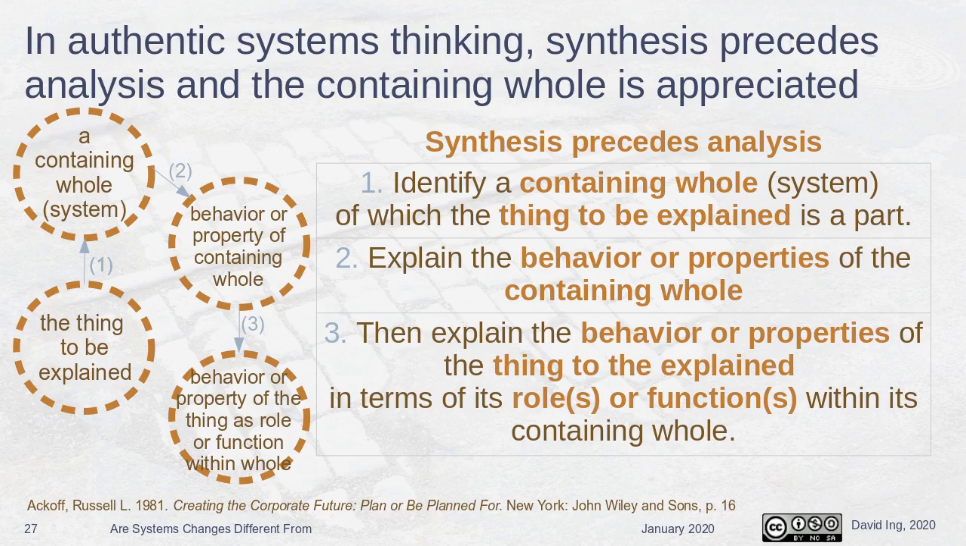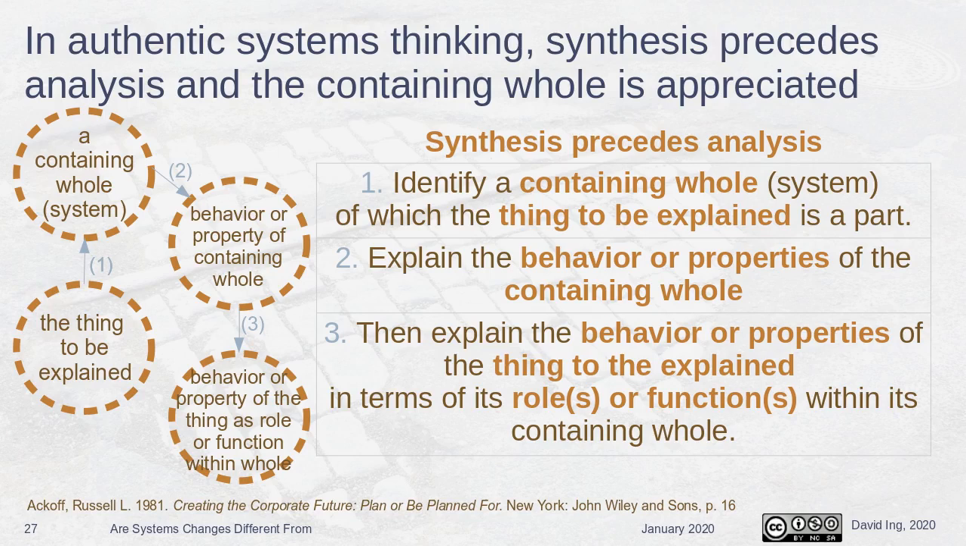So, the first thing is the containing whole. Work on the containing whole and decide which containing wholes you have control over or don't. Explain the behavior or properties of the containing whole. So why is the weather bad? Is it because of climate change, or is it just something that everyone should have known? There was no alert. They didn't tell us it was going to snow, and then they didn't set up snow piles. Is it because of funding issues?